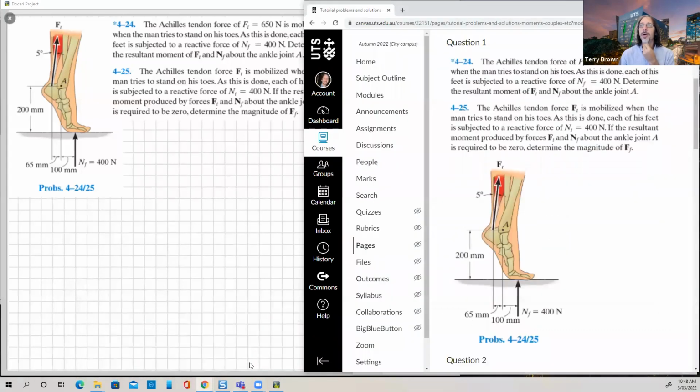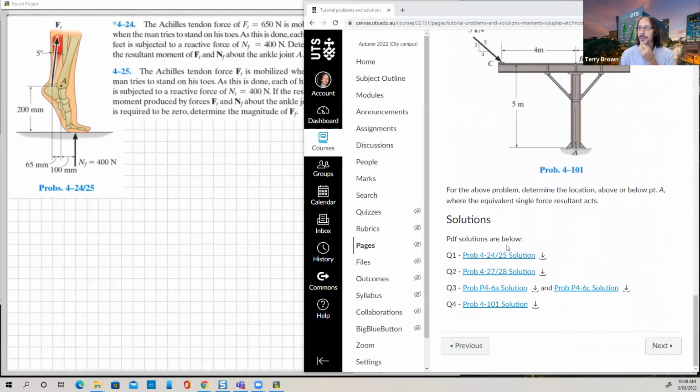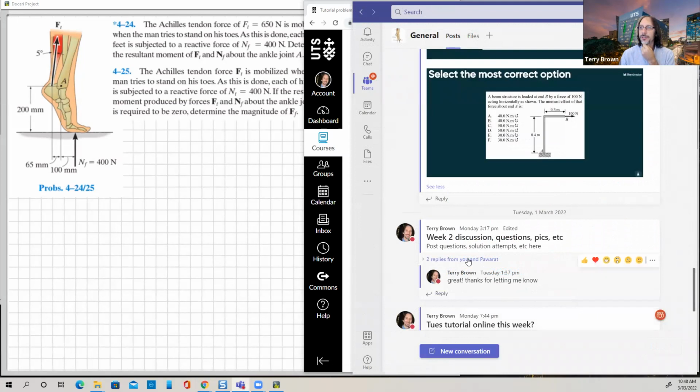So just do 424 to start with. Don't worry about 425. Just start with 424 and stop there. Right, so as you know, the solutions are down here, but don't look at them yet. And also, don't be afraid to paste your working up here.